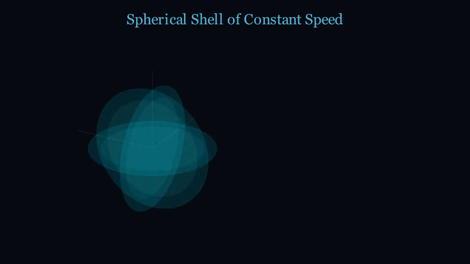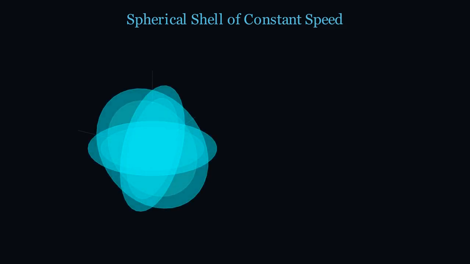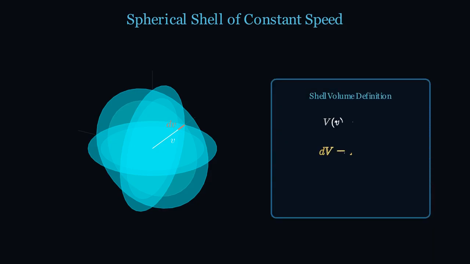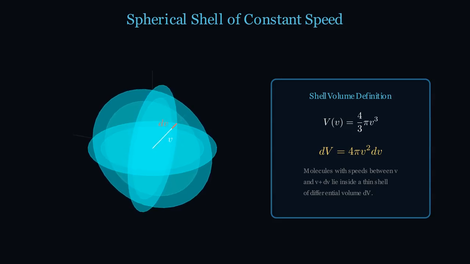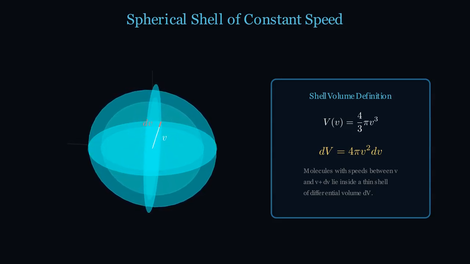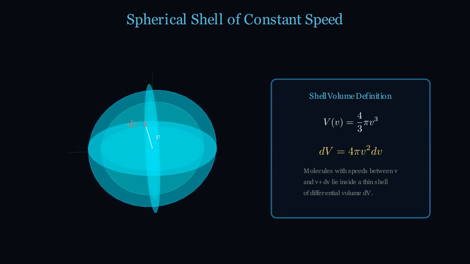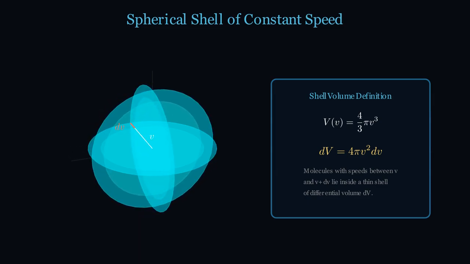Now, consider a specific speed v. All possible velocity vectors that result in precisely this speed v lie on the surface of a sphere with radius v centered at the origin in our velocity space. If we are interested in molecules possessing speeds within a tiny differential range, say between v and v plus dv, we are essentially looking at all points residing within a very thin spherical shell. This shell has an inner radius v and an outer radius v plus dv. The geometric volume of this thin spherical shell for a differential speed range dv is approximately 4 pi v squared dv.